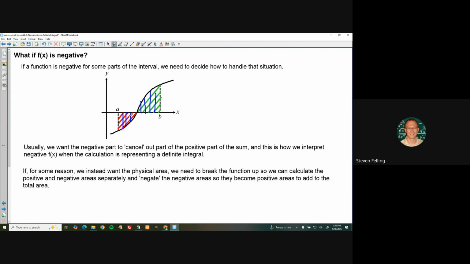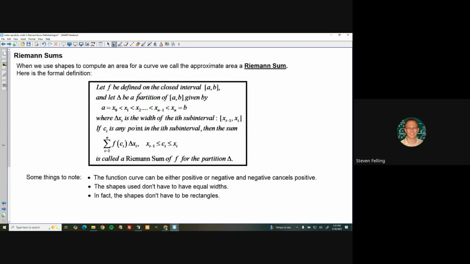If for some reason we want the physical area, we have to be cognizant of the fact that the heights are negative in some region. Take this part and find that area separately and negate it, so we can then add it to the positive area to get the total area. And in general, we do want the negative to cancel the positive, and we'll see that more when we do applications later. Okay, so now we're going to define something formal called a Riemann sum.